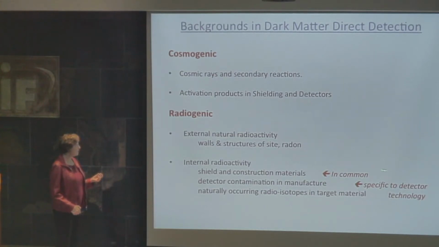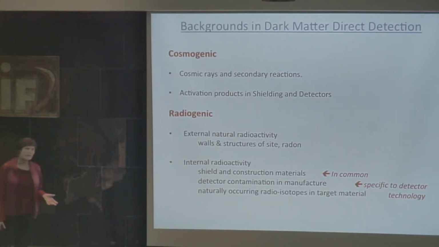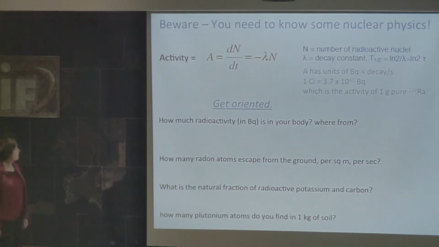This is something that all of these experiments have in common as one of the things they have to work very hard at, which is why I'm spending a little time talking about the devices that these detectors need to use to screen and assay their materials to make sure that they can be used in the experiment. Specific to each detector technology, of course, are specifics that have to do with their particular materials, and any naturally occurring radioisotopes that come with their target material that another detector doesn't have.